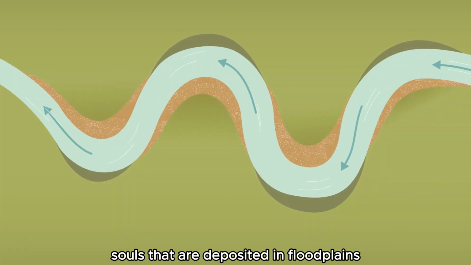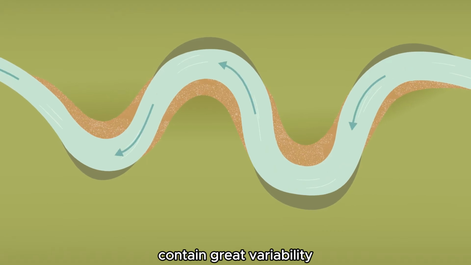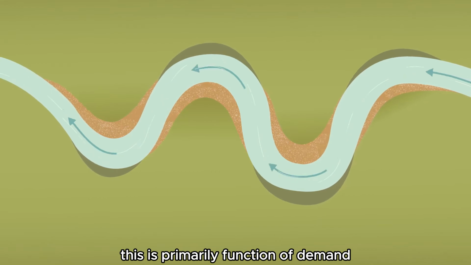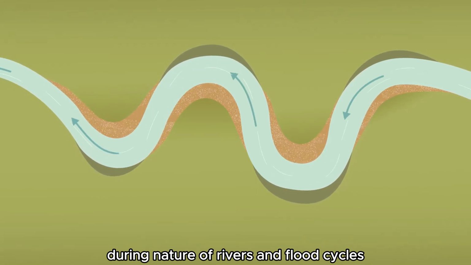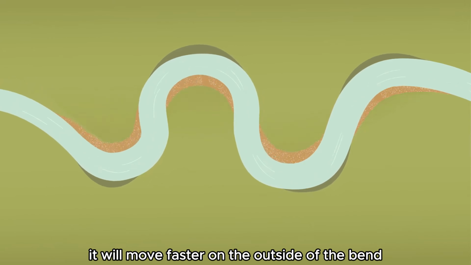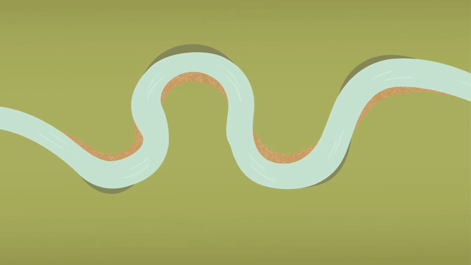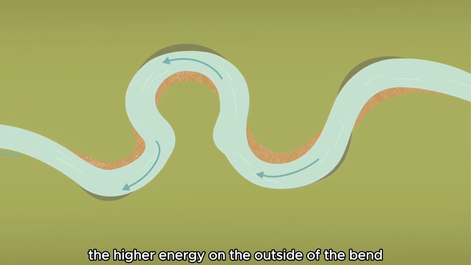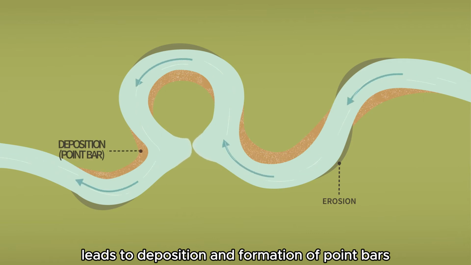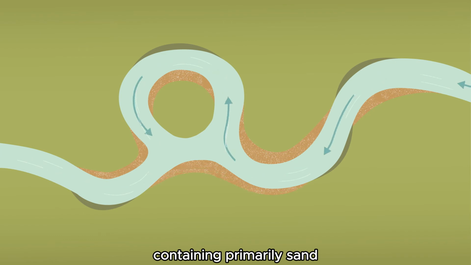Soils that are deposited in floodplains contain great variability and are a challenge for engineers and geologists. This is primarily a function of the meandering nature of rivers and flood cycles. As water flows around a bend, it will move faster on the outside of the bend and slower on the inside of the bend. The higher energy on the outside of the bend leads to erosion, whereas the lower energy on the inside of the bend leads to deposition and formation of point bars containing primarily sand.